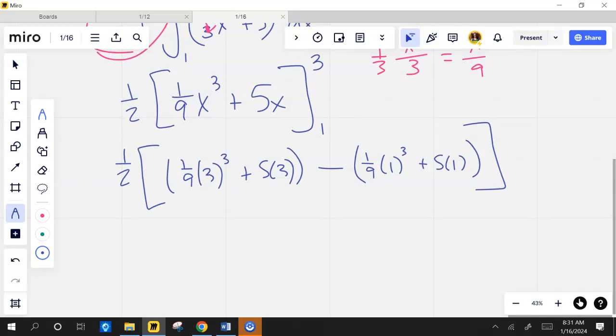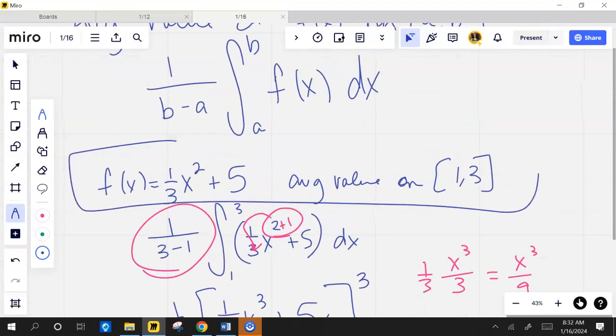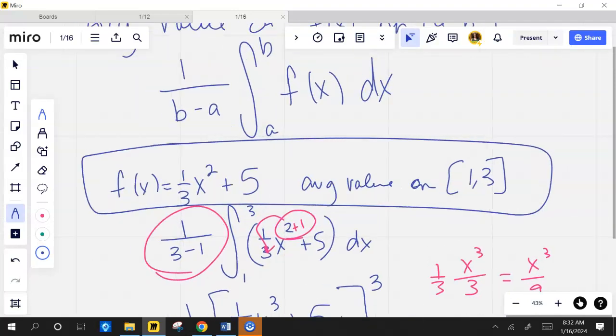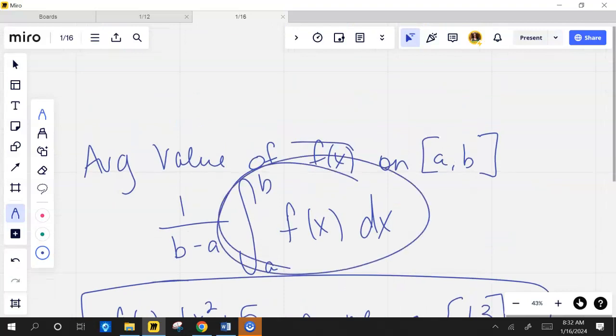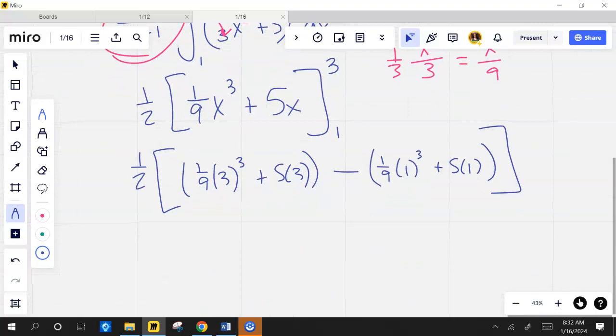Average value. Evaluating the integral. You have to evaluate an integral to find average value, but it's just a little bit different. This one, you would start with just this, as opposed to starting with this. You use the evaluation of the integral to find average value.